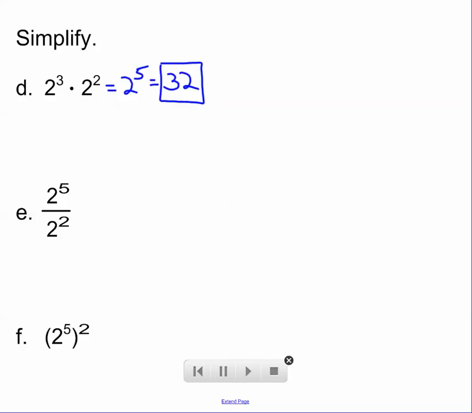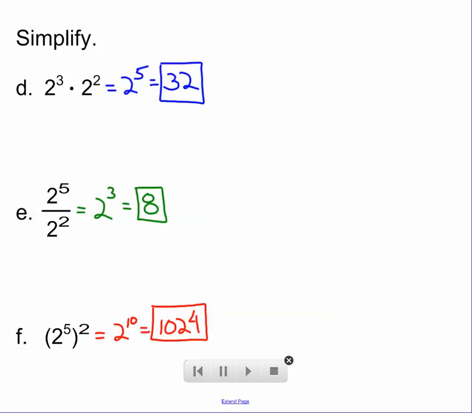Okay, down here on this one, don't do 2 to the 5th power is 32, and 2 squared is 4, and 32 divided by 4 is 8. Instead, let's just do 5 minus 2 is 3, so this is 2 cubed, and 2 cubed is 8. Keeps everything a little bit smaller. And on this one, don't do 32 times 5 is 32, and then 32 squared is gosh knows what. Instead, let's do 5 times 2 is 10, so we have 2 to the 10th power, which is 1024.